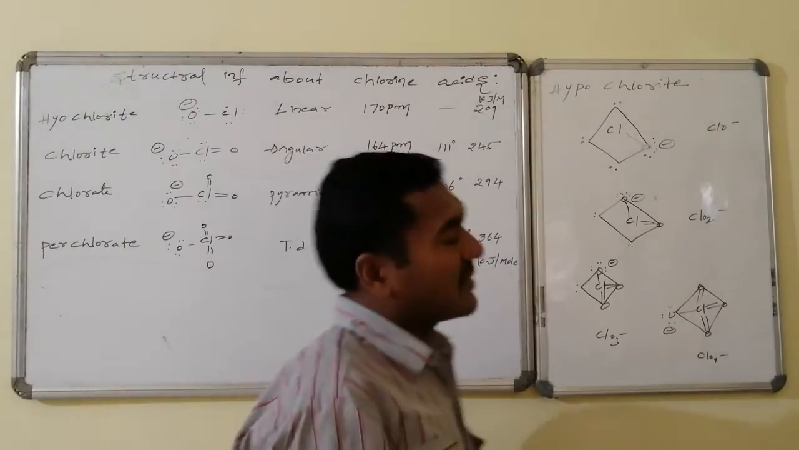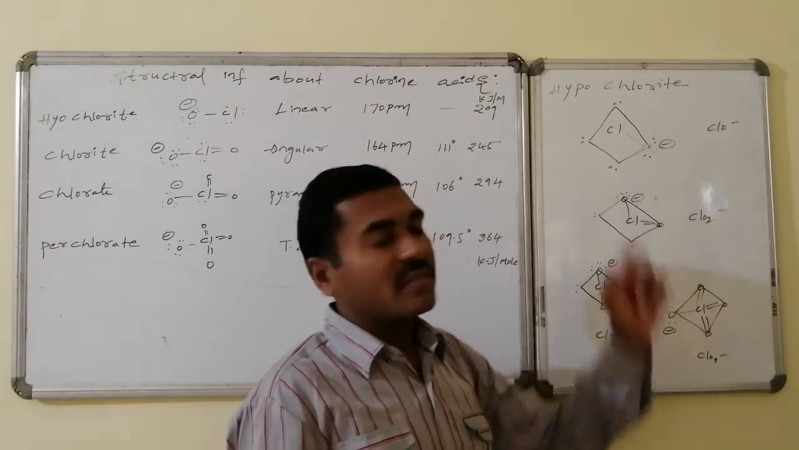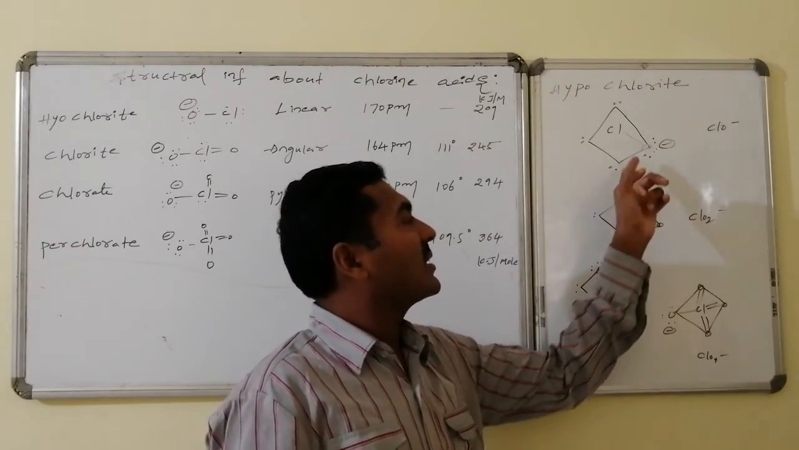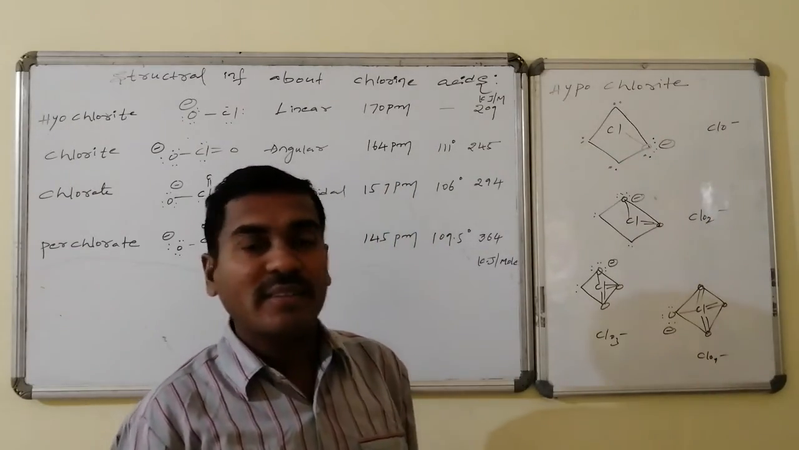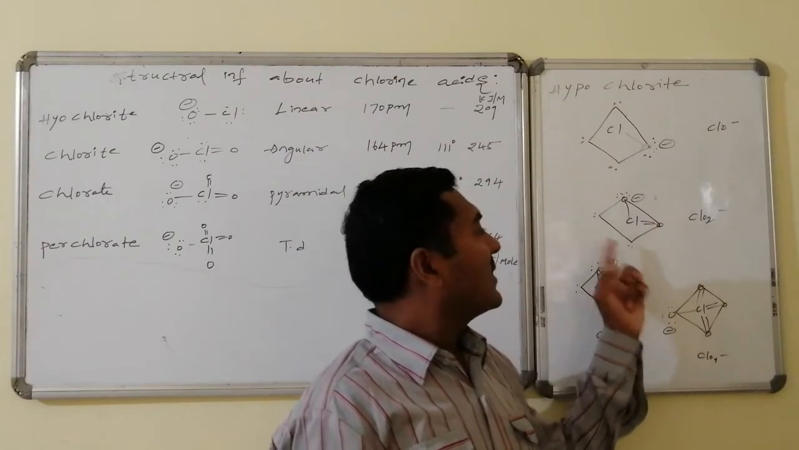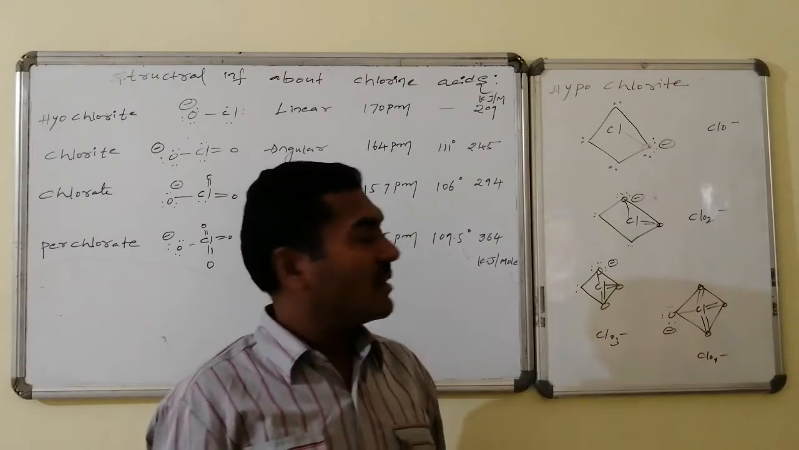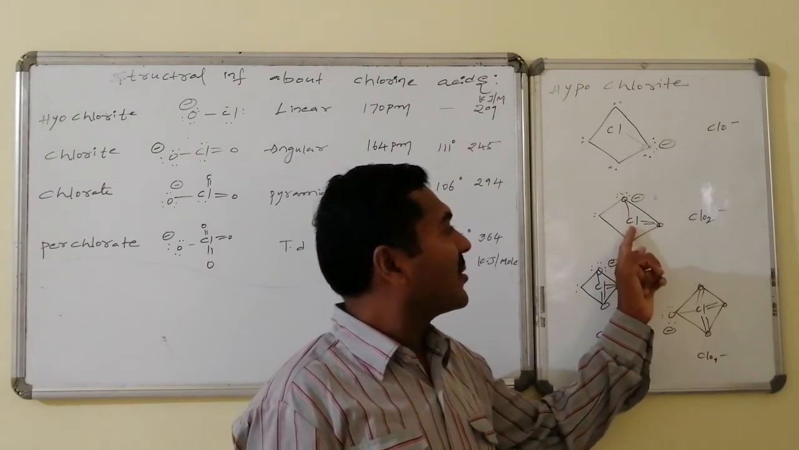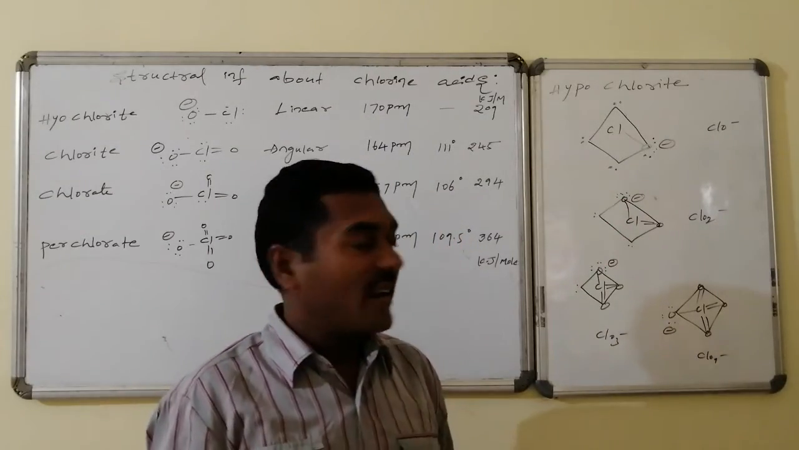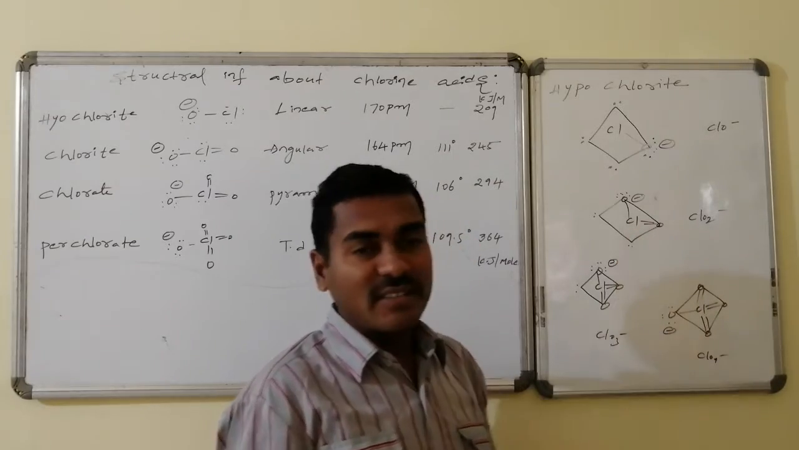All are the basic tetrahedrals in which one connectivity is there, remaining three are with the lone pairs, hence it is linear, that is hypochlorite ClO minus. And in this tetrahedral two lone pairs are there, one is chlorine with the oxygen double bond, and remaining is chlorine with the oxygen single bond, and this is ClO2 minus, it is angular in shape.